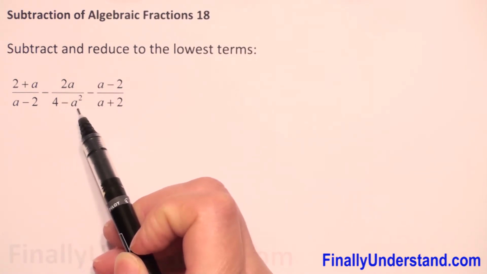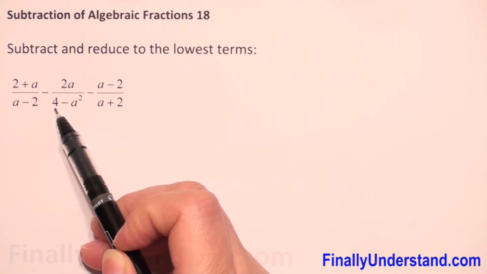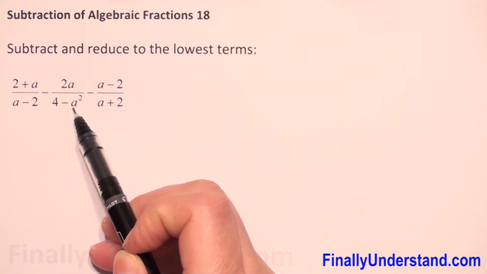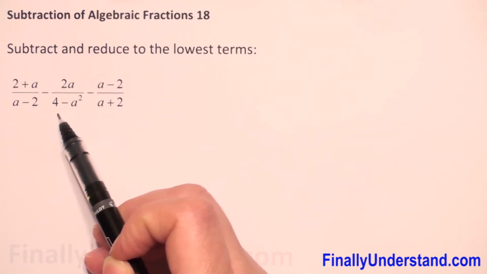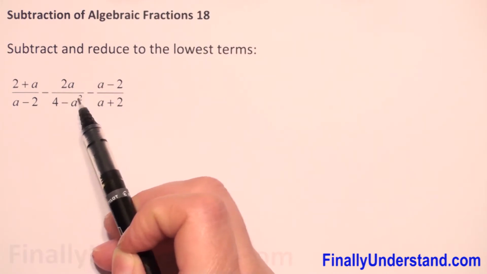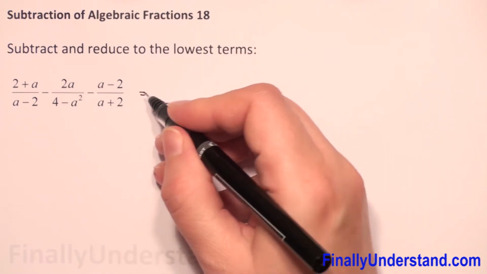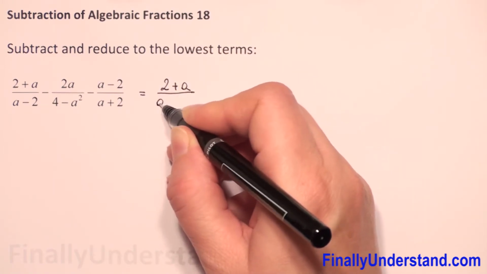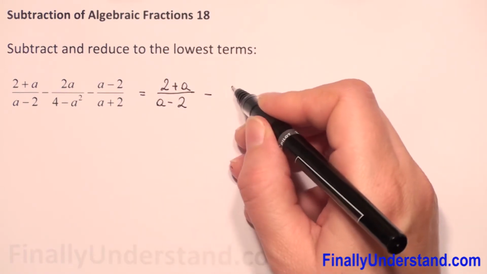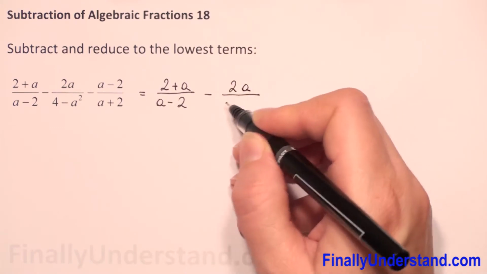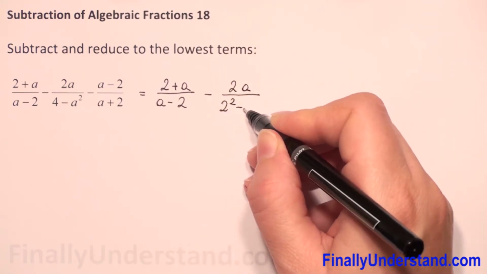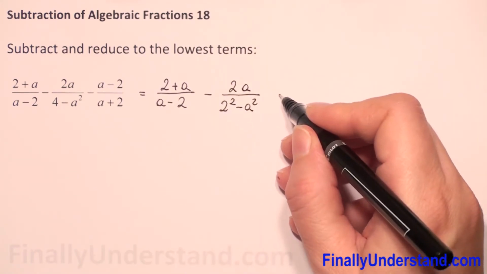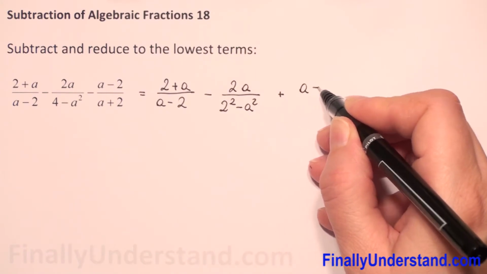4 minus a squared, we can rewrite as 2 to the second power minus a to the second power. So it will be a difference of two perfect squares here. So let me copy the first fraction. And the second, we can rewrite that this is 2 to the second power minus a squared. And the last we will copy.